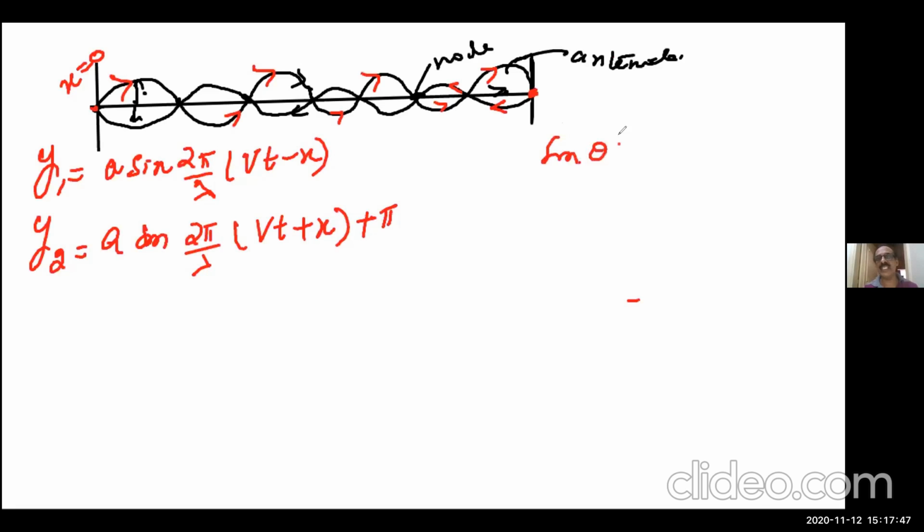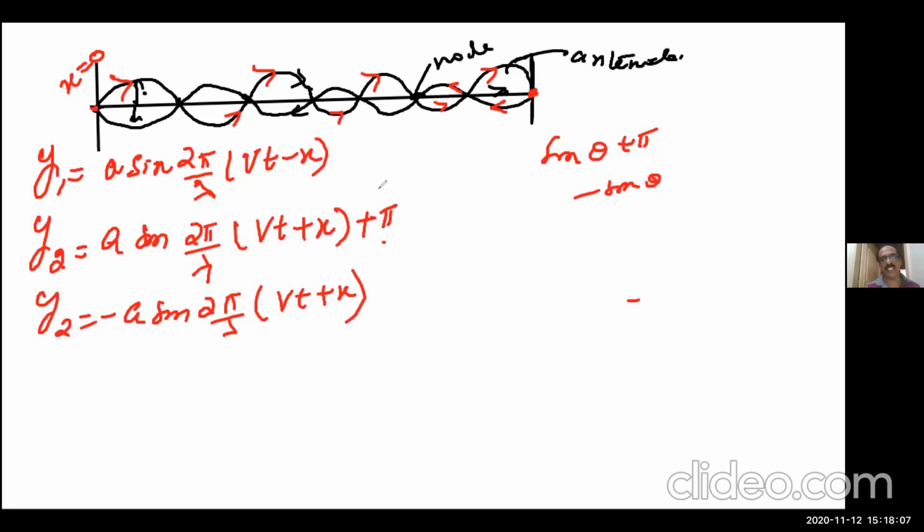Sine (theta plus pi) is equal to minus sine theta. That means this is theta, and up to here is theta plus pi. So we can write y2 is equal to minus a sine 2 pi by lambda (Vt plus x). Now this pi is not there, that's why I put the minus sign here. If you want, you can write sine (theta plus pi) as minus sine theta.